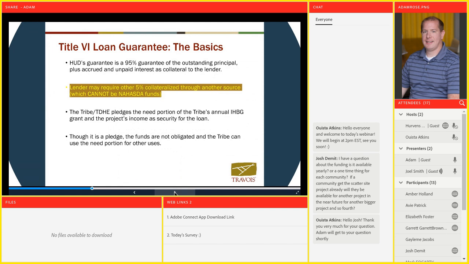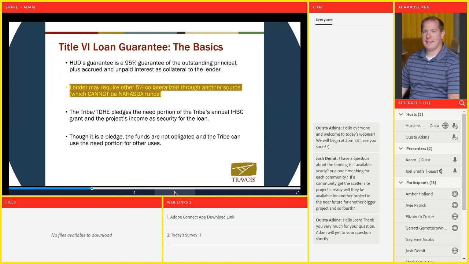as long as the tribe or housing authority is in good standing with HUD. If it got into such a bad situation that the IHBG funding was at risk because of compliance or something, then the bank could say to HUD, will you just pay off 95% of this loan? Yep. And so none of that involves taking the house. Yep.